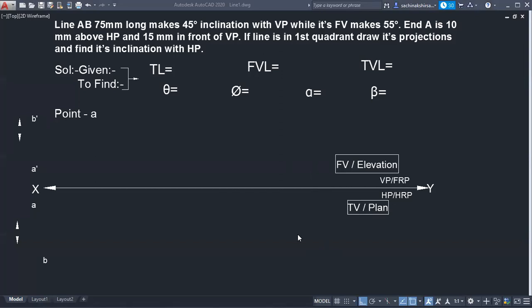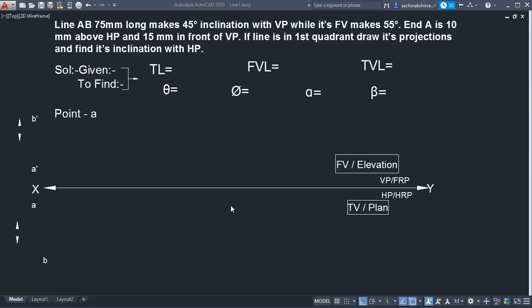A line AB 75 millimeter long makes 45 inclination with VP, while its front view makes 55, and A is 10 millimeter above HP and 50 millimeter in front of VP. If the line is in the first quadrant, draw its projection and find its inclination with HP. Thank you very much. Read the problem carefully once again and tell me what is given in the problem. There are 7 parameters I have already told.